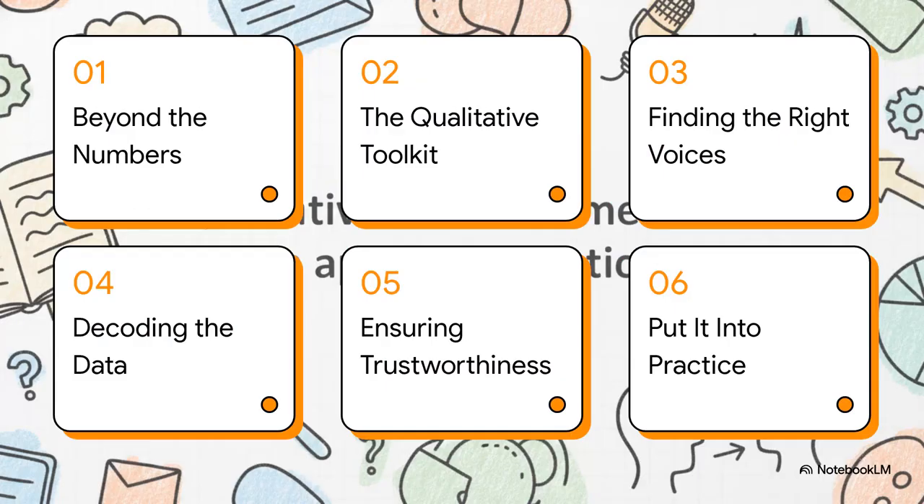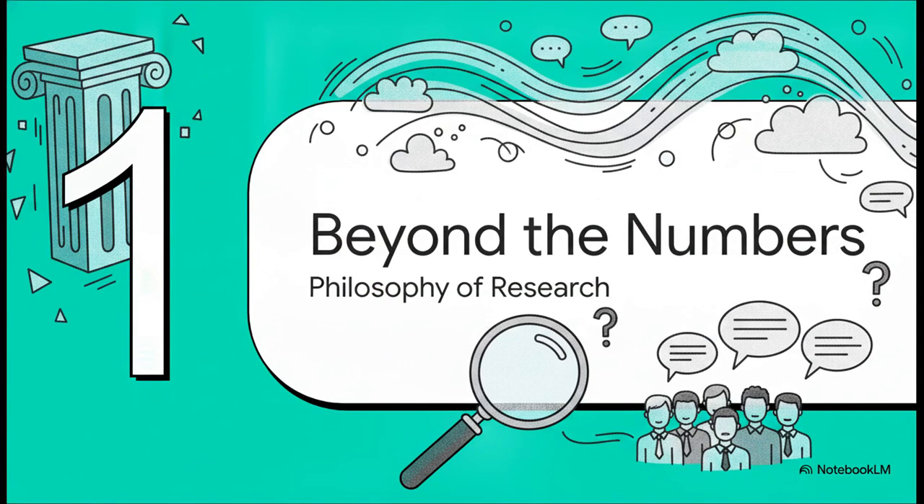To get us to that level of understanding, we're going to follow a highly structured roadmap today. We'll start with going beyond the numbers, check out the qualitative toolkit, figure out how to find the right voices, decode the data, ensure trustworthiness, and finally put it all into practice. All right, part one, beyond the numbers, understanding the philosophy behind qualitative research.